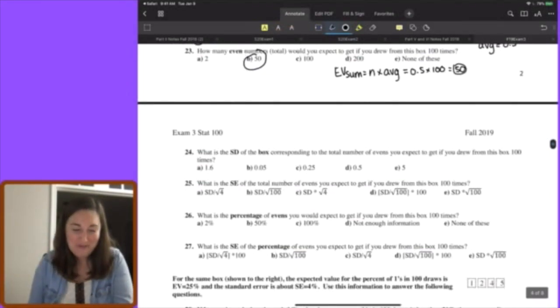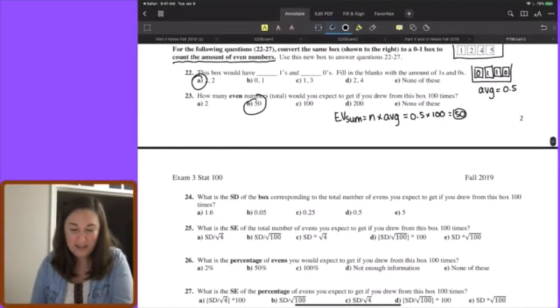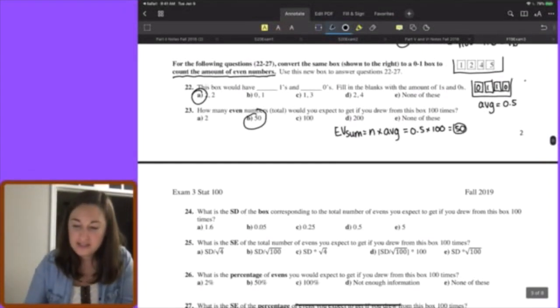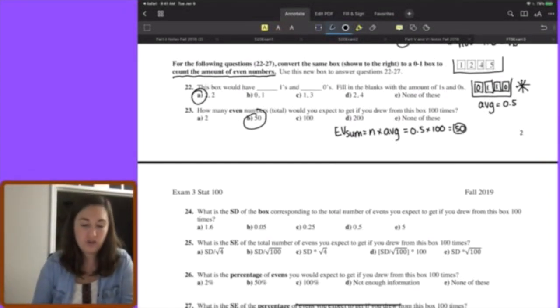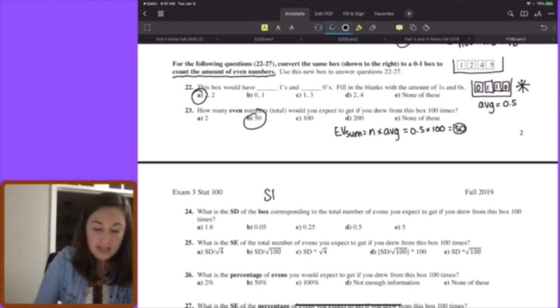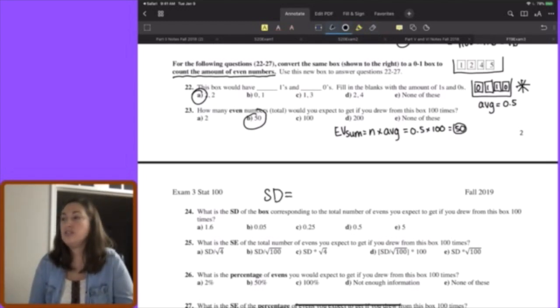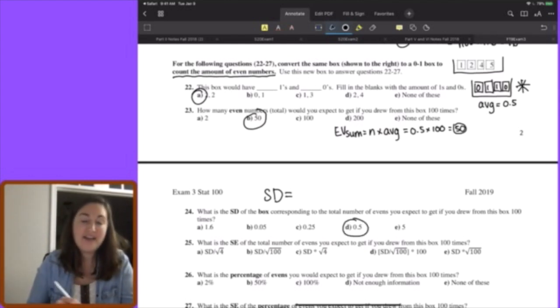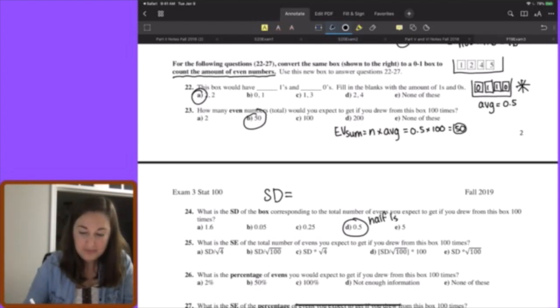All right, what else do they want here? What is the SD of the box corresponding to the total number of evens, if you draw 100 times? So the SD of this box, basically, this one right here. I'm going to use the new box to answer all these questions. Here I could use the shortcut formula, or I could say the box has half ones and half zeros. If that's the case, then I know the SD is going to be 0.5. That's always the case if a box has half ones and half zeros. So that might save you some time on the exam.